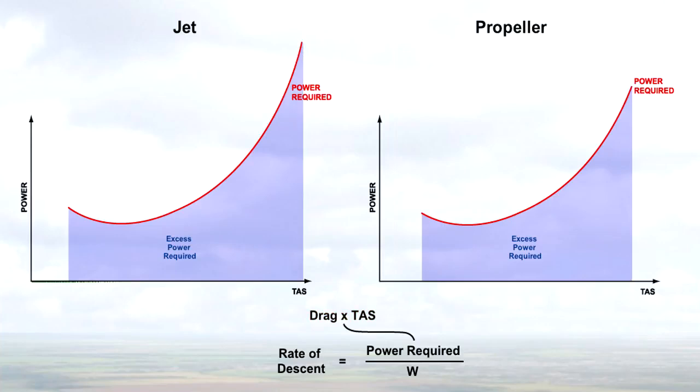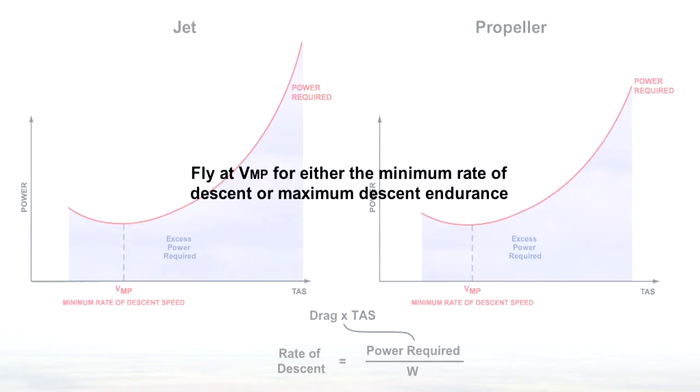If it were the aim to descend at the lowest rate of descent, the aeroplane would need to fly at a speed that gives the minimum excess power required. On the graphs, this point is plain to see. In fact, it is found at the very bottom of the power required curve. You may recall that this speed is called VMP. So to lose height at the slowest possible rate of descent, the aeroplane would need to fly at VMP. The lowest rate of descent is also known as maximum descent endurance, which essentially means the aeroplane will take the greatest time to descend.